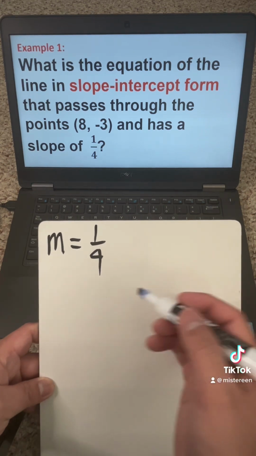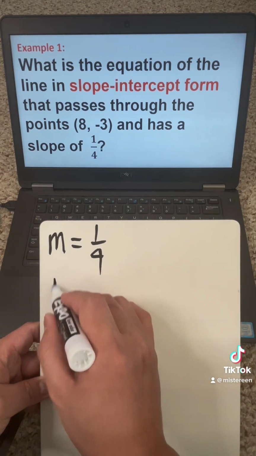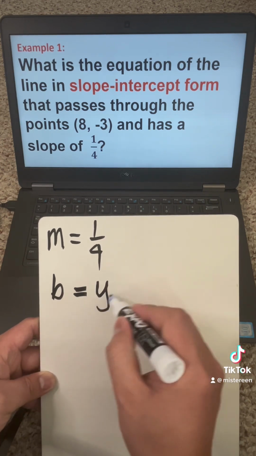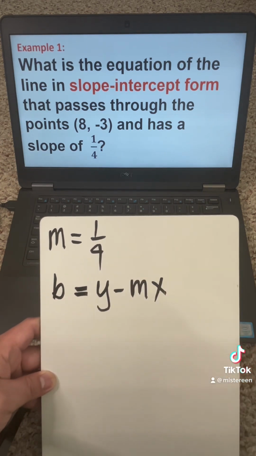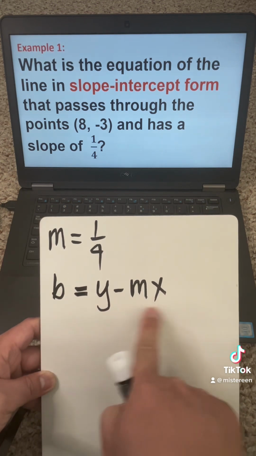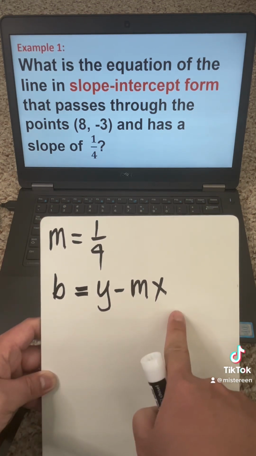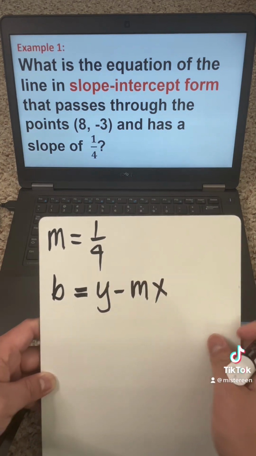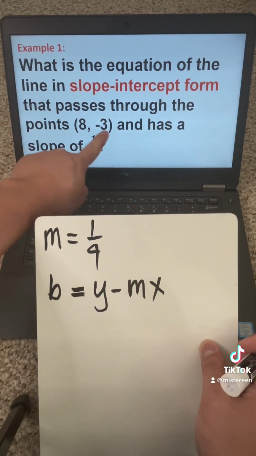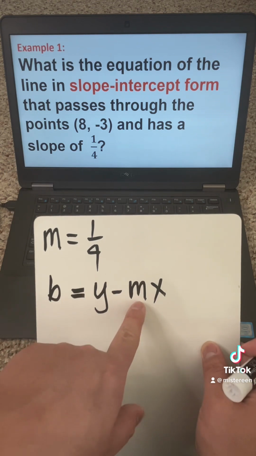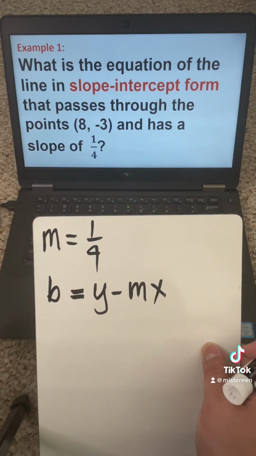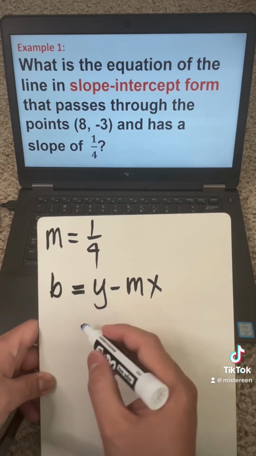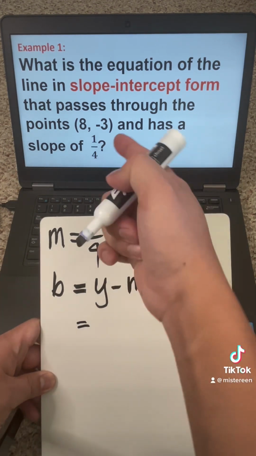To calculate the y-intercept, we follow the formula: b, the y-intercept, is equal to y minus mx. Right? b equals y minus mx. To use this formula, you need to have x and y, and if you go back to the problem, this is our x and this is our y. We also need the slope, which is already given. So we just plug in the numbers. Our y is negative 3.